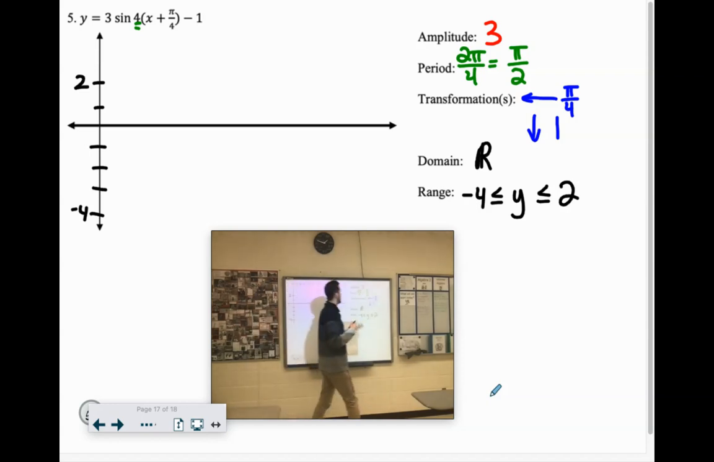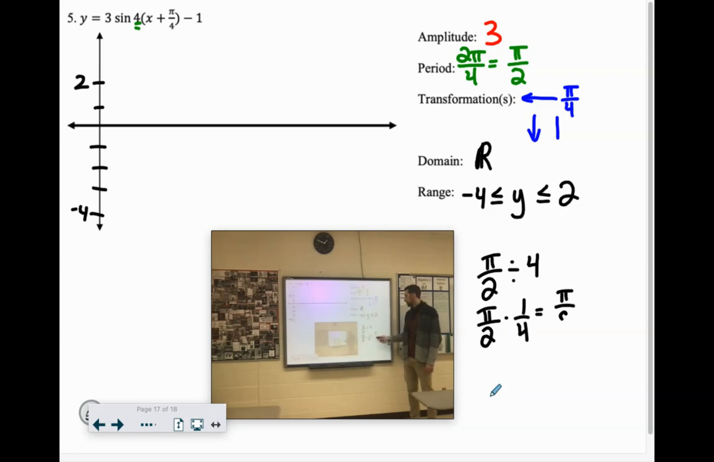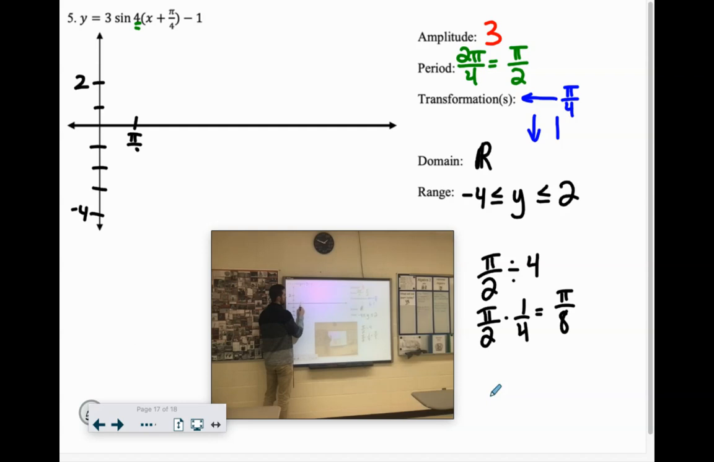Now if I'm thinking about my steps, I can do my period, pi over 2, divided by 4, or think of that as pi over 2 times 1/4. That's the same as dividing by 4. So that means the graph will change every 1/8 of pi. So let's say this is 1/8, 2/8, which would reduce to pi over 4, right? 2/8 is 1/4. Then we have 3/8, 3 pi over 8.